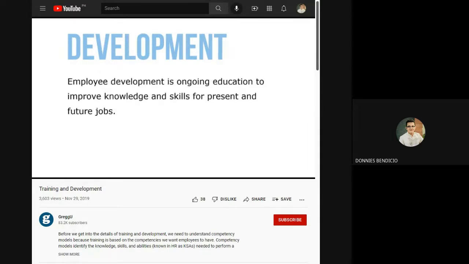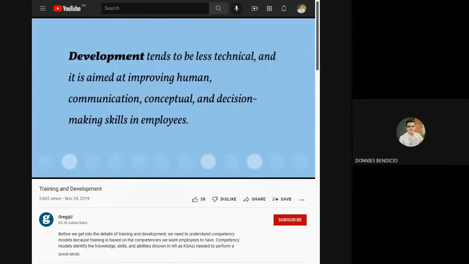Employee development is ongoing education to improve knowledge and skills for present and future jobs. So, employee development is designed to teach our workers how to move up in the organization in the future by becoming skilled at those tasks that they will need to know to move into those higher level jobs. Development tends to be less technical and is aimed at improving human, communication, conceptual, and decision-making skills in employees. To remain competitive in today's dynamic environment, organizations must have employees who maintain up-to-date knowledge and skills, and development plays an important role in this effort.